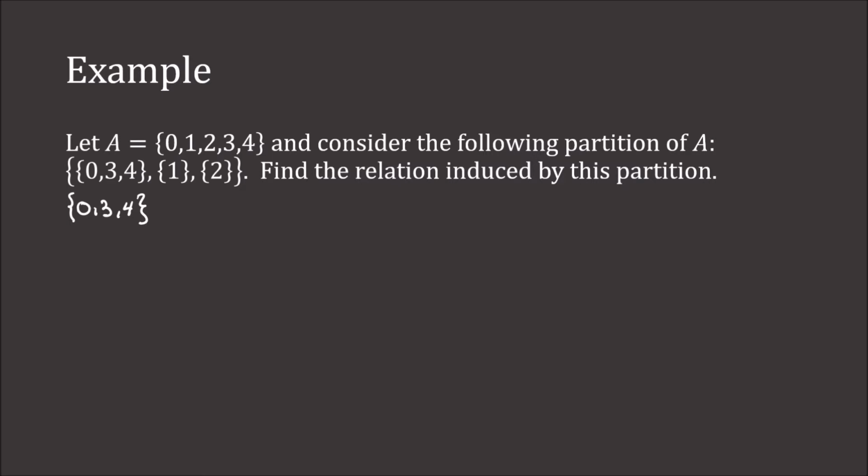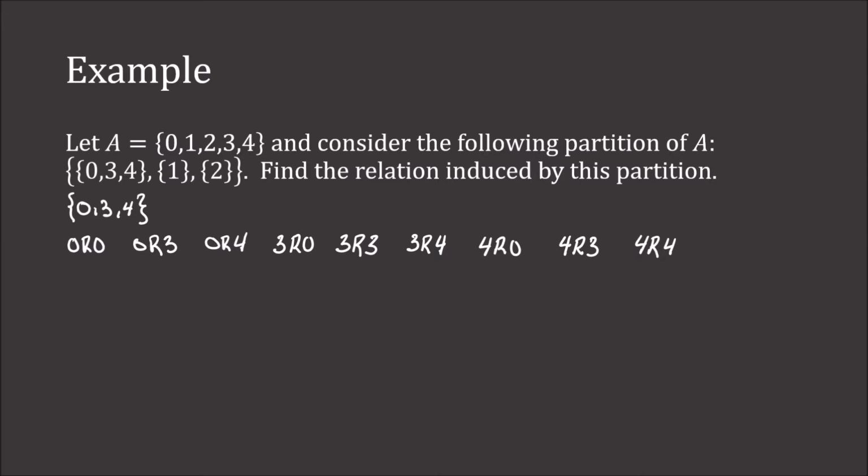So remember, the relation induced by a partition is such that for every x, y in A, x is related to y if and only if there is a subset A sub i of the partition such that both x and y are in it. So from this subset, we find that 0 is related to 0, 0 is related to 3, 0 is related to 4, 3 is related to 0, 3 is related to 3, 3 is related to 4, 4 is related to 0, 4 is related to 3, and 4 is related to 4. So that is just from that first subset.